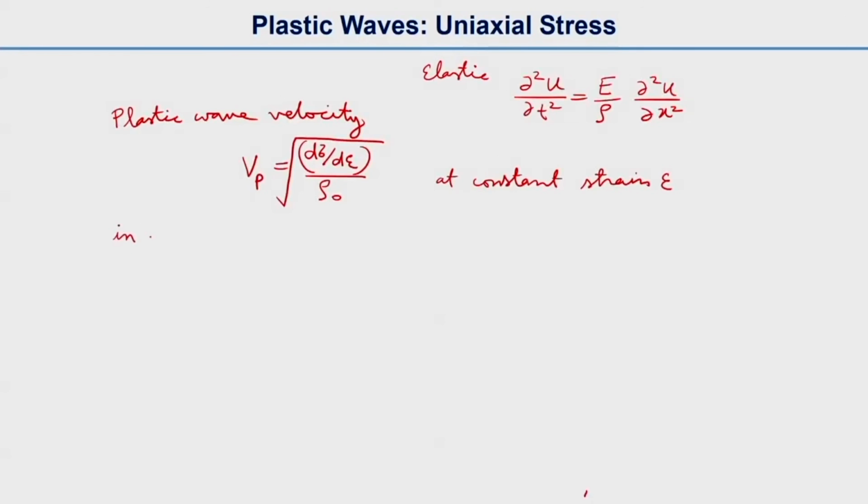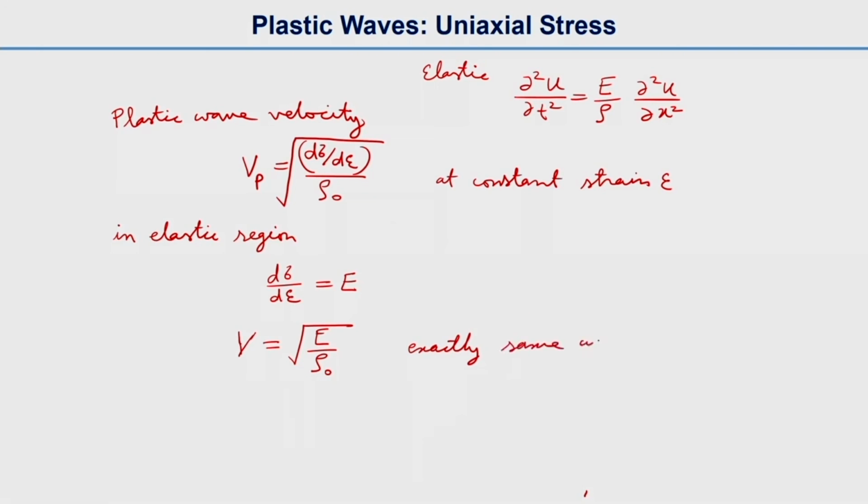And again in the elastic region, as we know, the slope of the curve is E. So if we substitute that, V will be equal to the square root of E by rho naught, which is exactly the same as the elastic wave velocity.